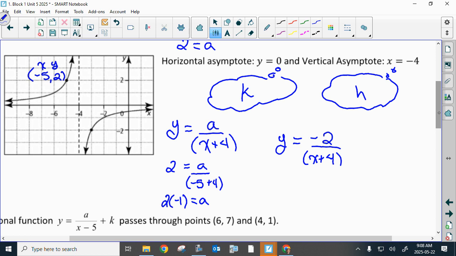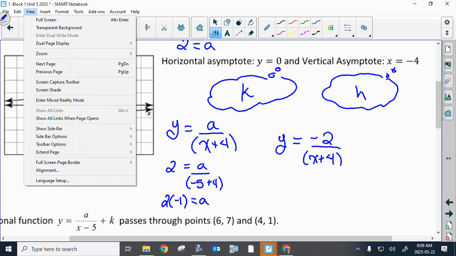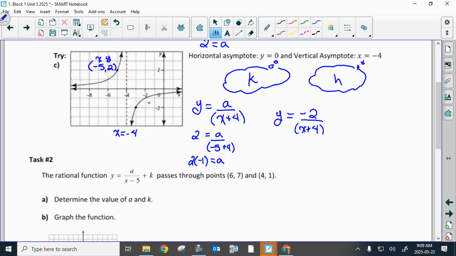So I would describe this as a reflection across the x-axis, a vertical stretch by a factor of 2, and then a horizontal translation left 4. And that's why we have this x equals negative 4 horizontal translation. Are we okay with these? Okay. We've been seeing transformations for so long that really it's just knowing where the h and k land in a different function.